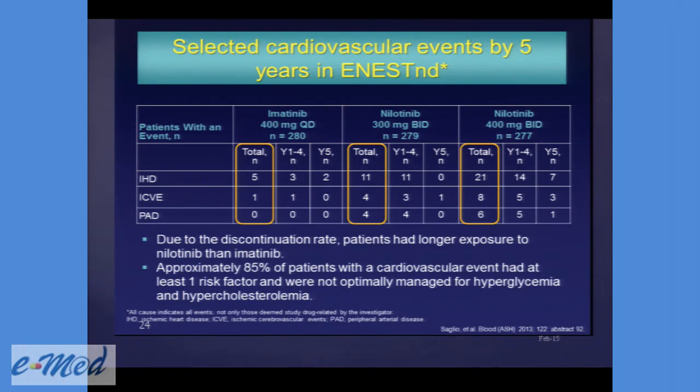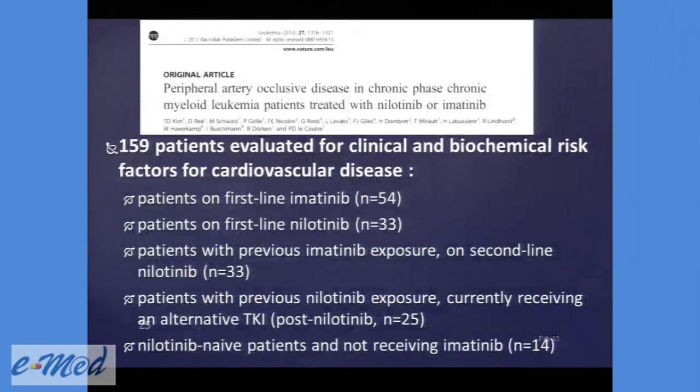Results from large studies like the ENESTnd trial, which compared imatinib to nilotinib in first-line treatment for CML, showed a significantly higher rate of cardiovascular events with nilotinib compared to imatinib. These were dose-dependent. Importantly, 85% of patients with a cardiovascular event had at least one risk factor and were not optimally managed for hyperglycemia and hypercholesterolemia.